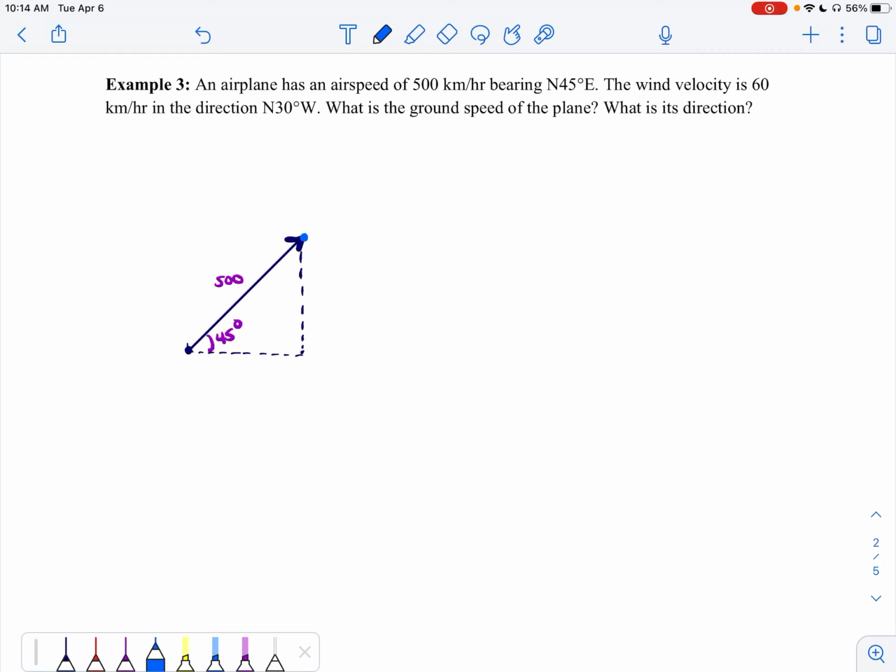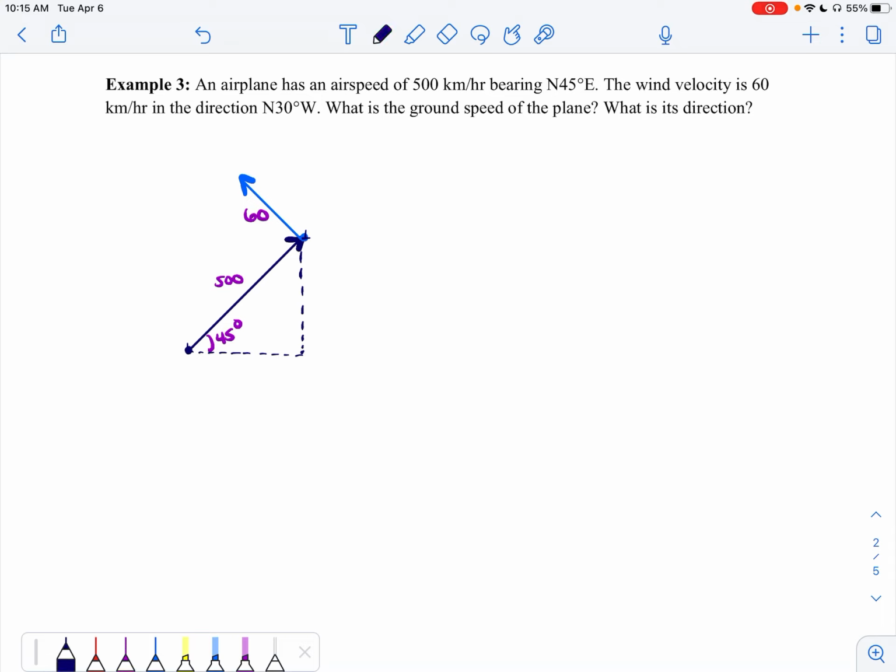Now it says this is going in the direction of north 30 degrees west. So again, just thinking about my compass directions here for a second. North 30 degrees west, so saying we're rotating 30 degrees west of north. So we're going this direction. Okay, so that is our wind. I'll label that hypotenuse as 60.